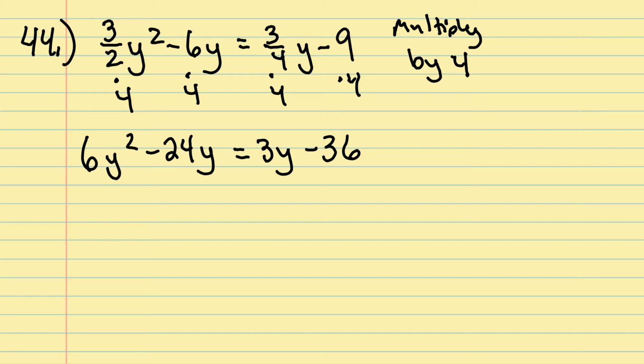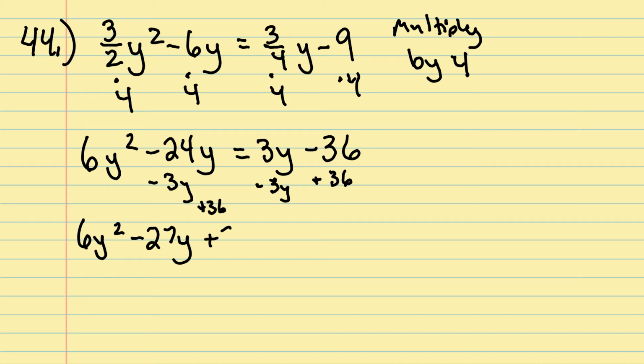Now I'm going to move everything over. I'm going to make this right side equal 0. So I'm going to subtract 3y, and then I'm going to add 36. So I'm going to get 6y squared minus 27y plus 36 equals 0. I'm going to use the quadratic formula. Say a equals 6, b equals negative 27, c equals 36. And I'm going to plug it in.